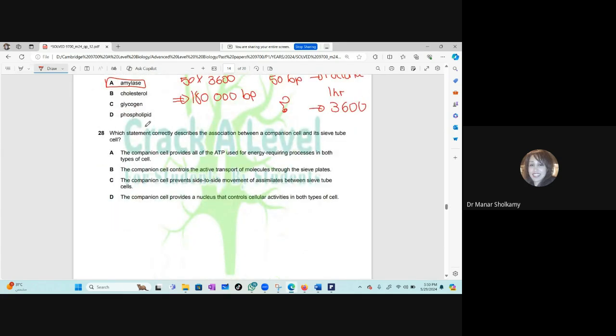28. Which statement correctly describes the association between a companion cell and its sieve tube cell? The companion cell provides all of the ATP used for energy requiring processes in both types of cell. The companion cell controls the active transport of molecules through the sieve plates. The companion cell prevents site-to-site movement of assimilates between sieve tube cells. The companion cell provides a nucleus that controls cellular activities in both types of cells. Now, this is very obvious. What's the answer? D. Yes.